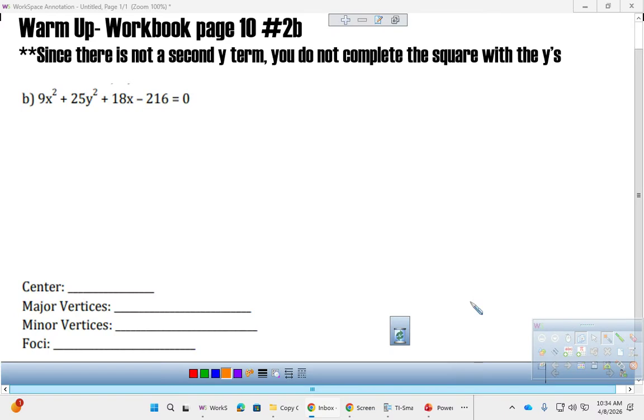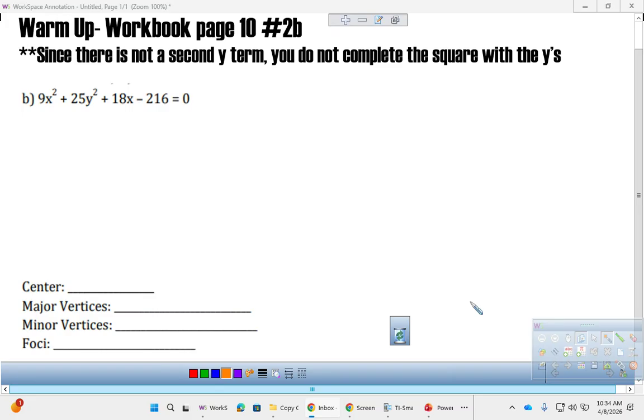All right. So it's important for you to know what the shape is, because when you go to write it in standard form, the standard form of a circle is very different than the standard form of a parabola and an ellipse. So you've got to be able to identify what it is first. Obviously, it's an ellipse since that's what we did yesterday, but that's why it's an ellipse.